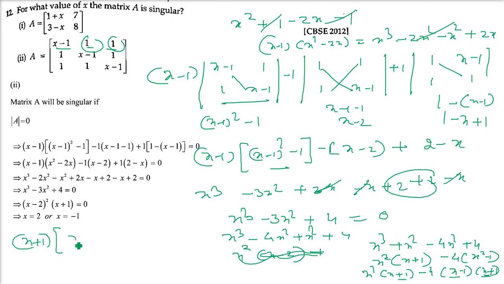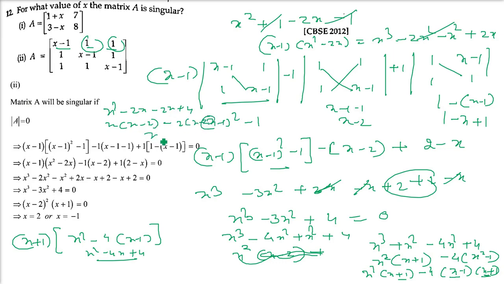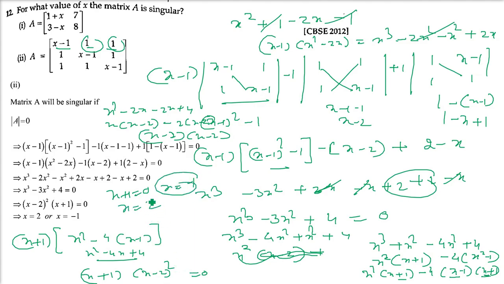What do you get? x square minus 4 into x minus 1, because x plus 1 we have already taken common. So x square minus 4x plus 4, and this is nothing but, if you do it, x square minus 2x minus 2x plus 4. You can take x minus 2 common, so you get x minus 2 into x minus 2, which is nothing but x minus 2 whole square. So you get x plus 1 and x minus 2 whole square. Now you can put it as 0. So what do you get? x plus 1 equals 0, that means x is minus 1. x minus 2 equals 0, that means x equals 2. So this is the solution.